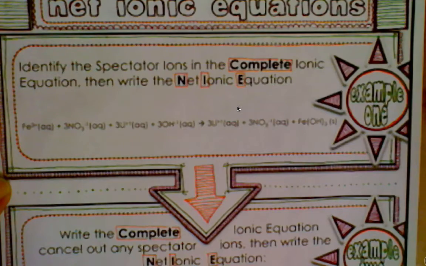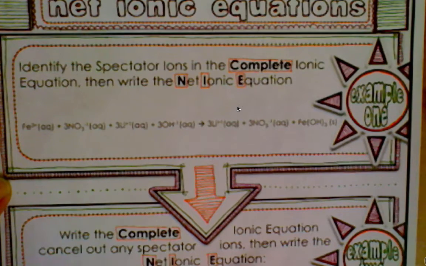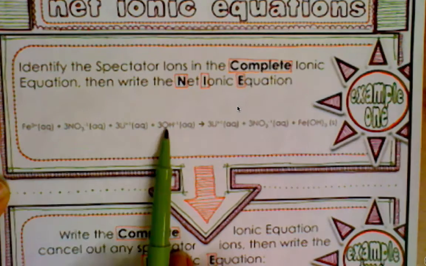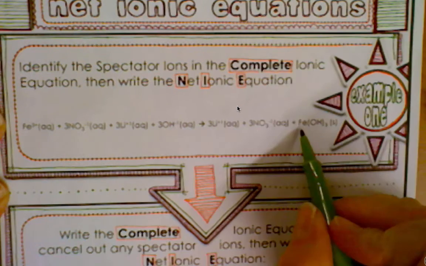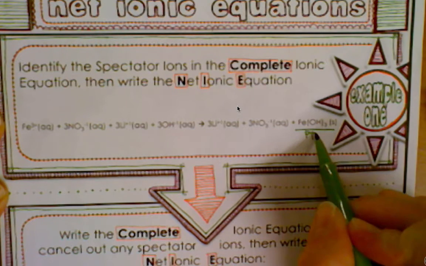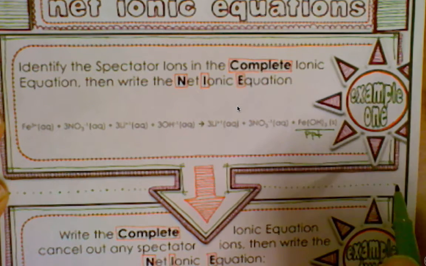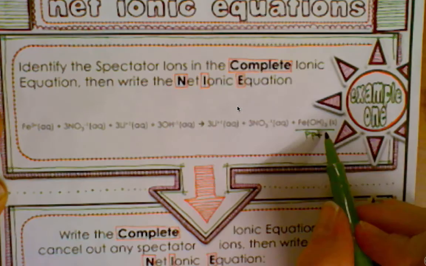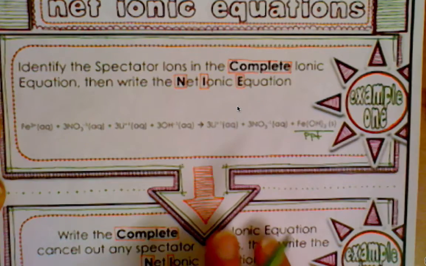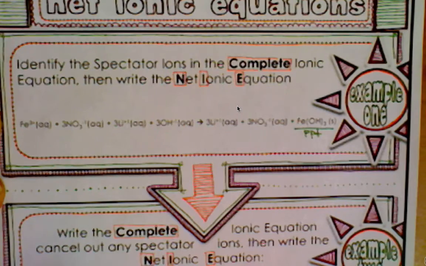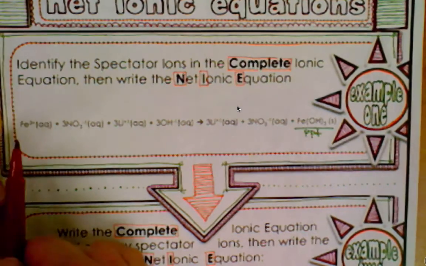Okay, in example 1, I show a complete ionic equation. That means all of the aqueous things have already been broken apart. Here's my precipitate. The thing that is solid is the precipitate, and that would be iron 3 hydroxide. Everything else is soluble, so we broke them apart into ions already. The question is asking us to identify spectator ions. Those are the ones that don't do anything in the reaction.